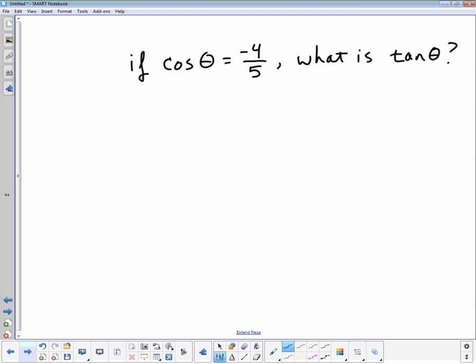And by the way, I'm going to say that theta lives in the third quadrant. So theta, have a go. So theta lives between pi and 3 pi over 2. Okay.